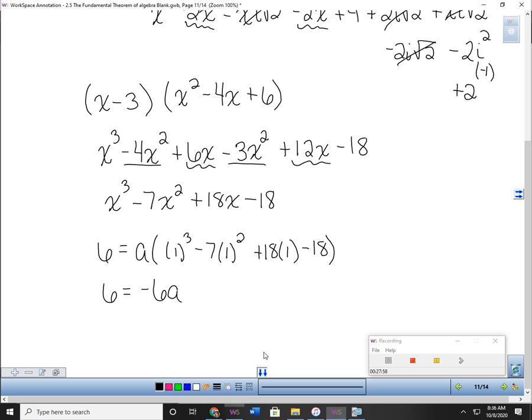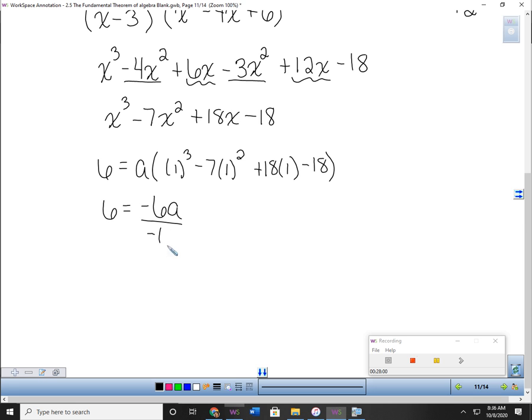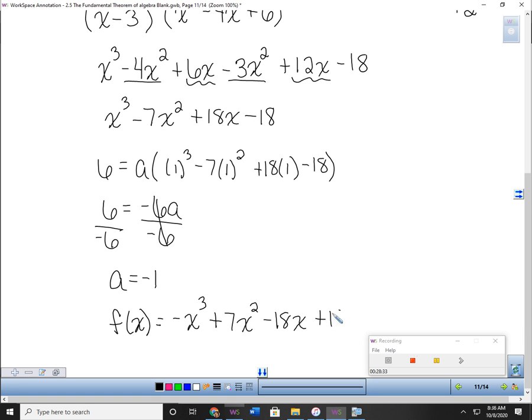Now you're just going to solve for a. So divide by the negative 6. So a is negative 1. So you're going to take that negative 1 and just multiply it times every single thing that you have up here in your equation that you found. So I've got f of x is equal to, now I'm not actually going to show that, I'm just going to do it. So that gives me negative x cubed, positive 7x squared, negative 18x and positive 18.